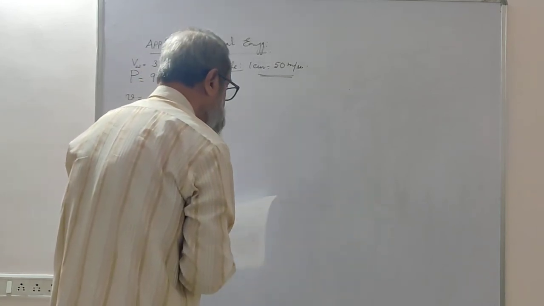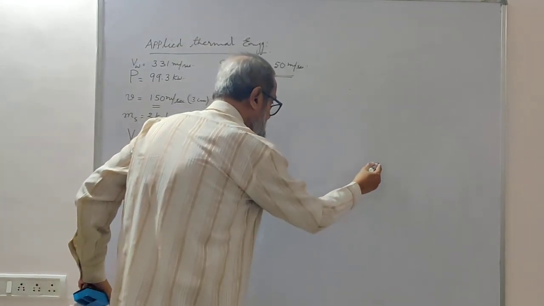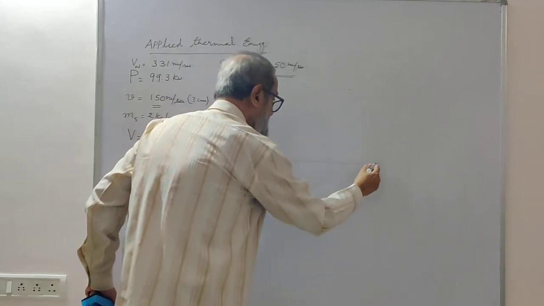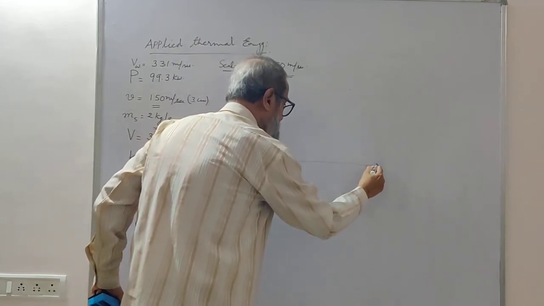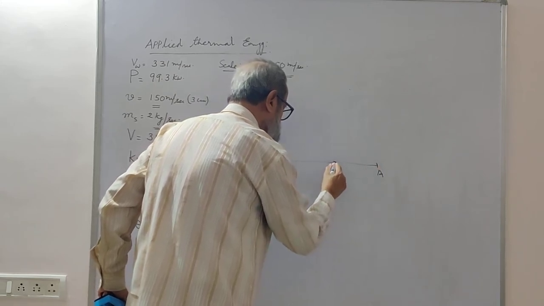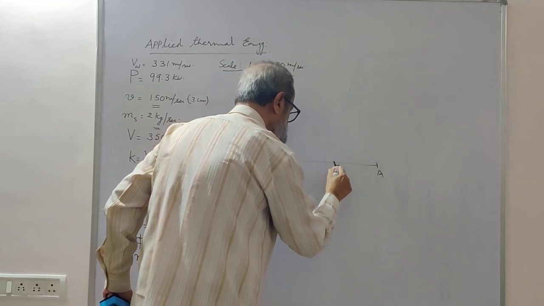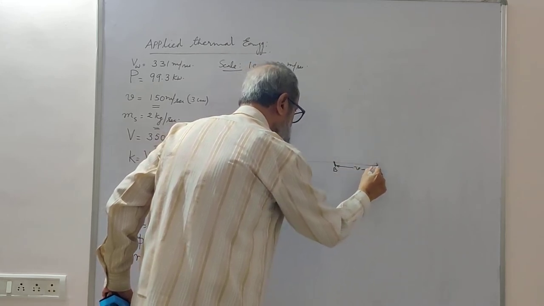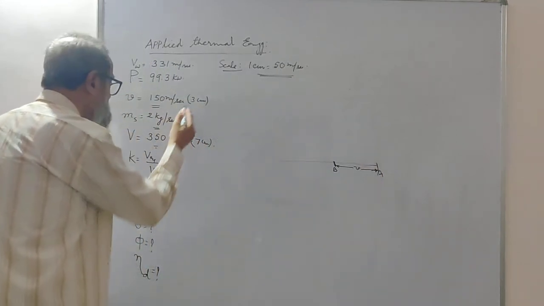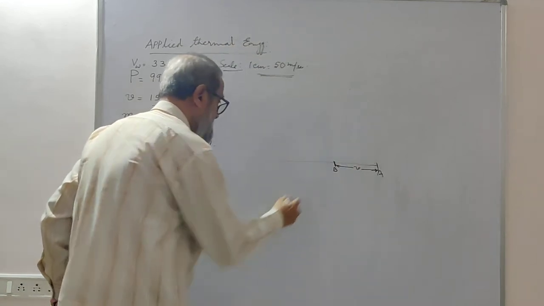So now, velocity triangle, I will draw like this. A horizontal line. Now I will call this point, you can call it anything, PQR, AB, that is small v, that is 150 meters per second, that means it is 3 centimeter.